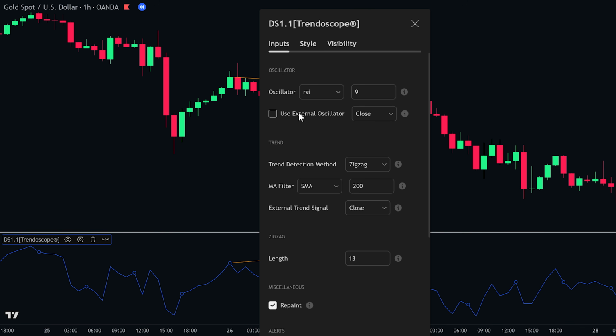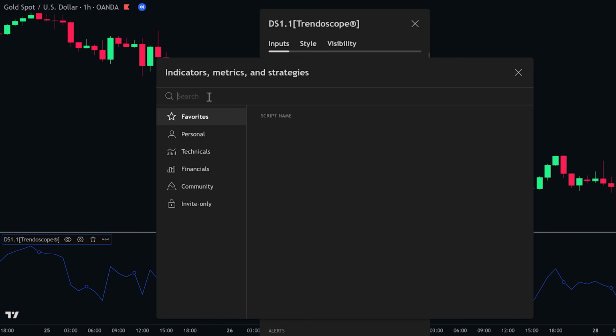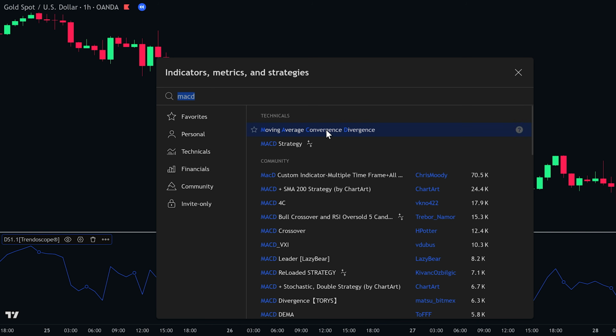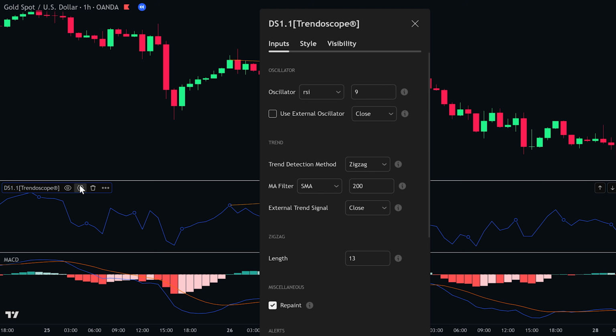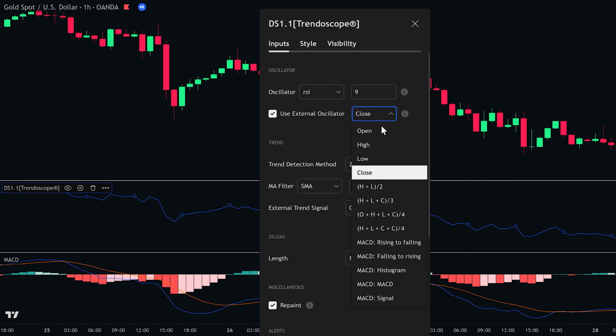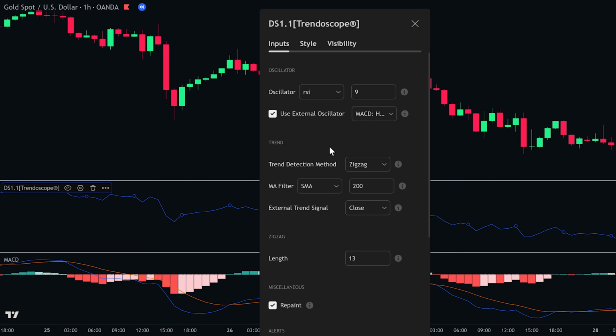First, add the external oscillator to your chart. For example, if you want to use the MACD histogram, load the standard MACD indicator from the TradingView library. Next, open the settings for the divergence screener. Scroll to the section where it says Use External Oscillator, and tick the box. After you enable it, go to the drop-down menu in front of it. From there, select the plot you want to connect, for example, MACD histogram.